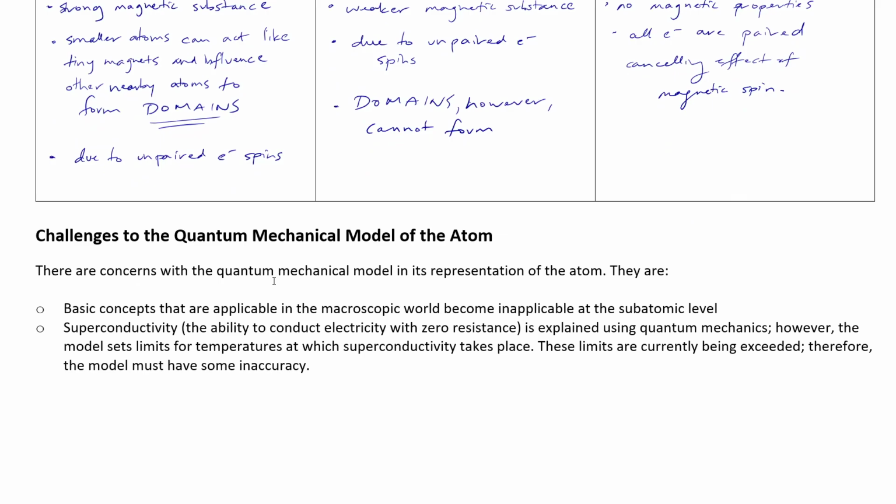The challenges to the quantum mechanical model of the atom are as follows. There are basic concepts that are applicable in the macroscopic world that become inapplicable at the subatomic level. And also superconductivity, the ability to conduct electricity with zero resistance, is explained using quantum mechanics. However, the model sets limits for temperatures at which superconductivity takes place, and these limits are currently being exceeded. Therefore, the model must also have some inaccuracy. So even though we have the most up-to-date quantum mechanical model of the atom, there are still issues with this model that we are seeking to explain and refine.